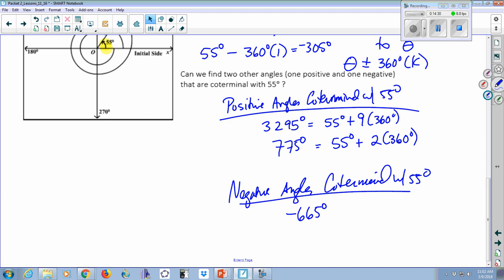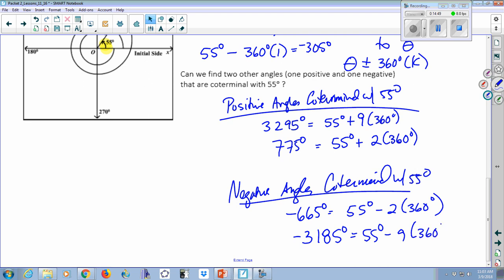Negative 65 degrees, which is 55 degrees minus 2 360s. Okay. One more. Negative 3,185 degrees, which is 55 degrees minus 9 times 360 degrees, right? Okay. All right.